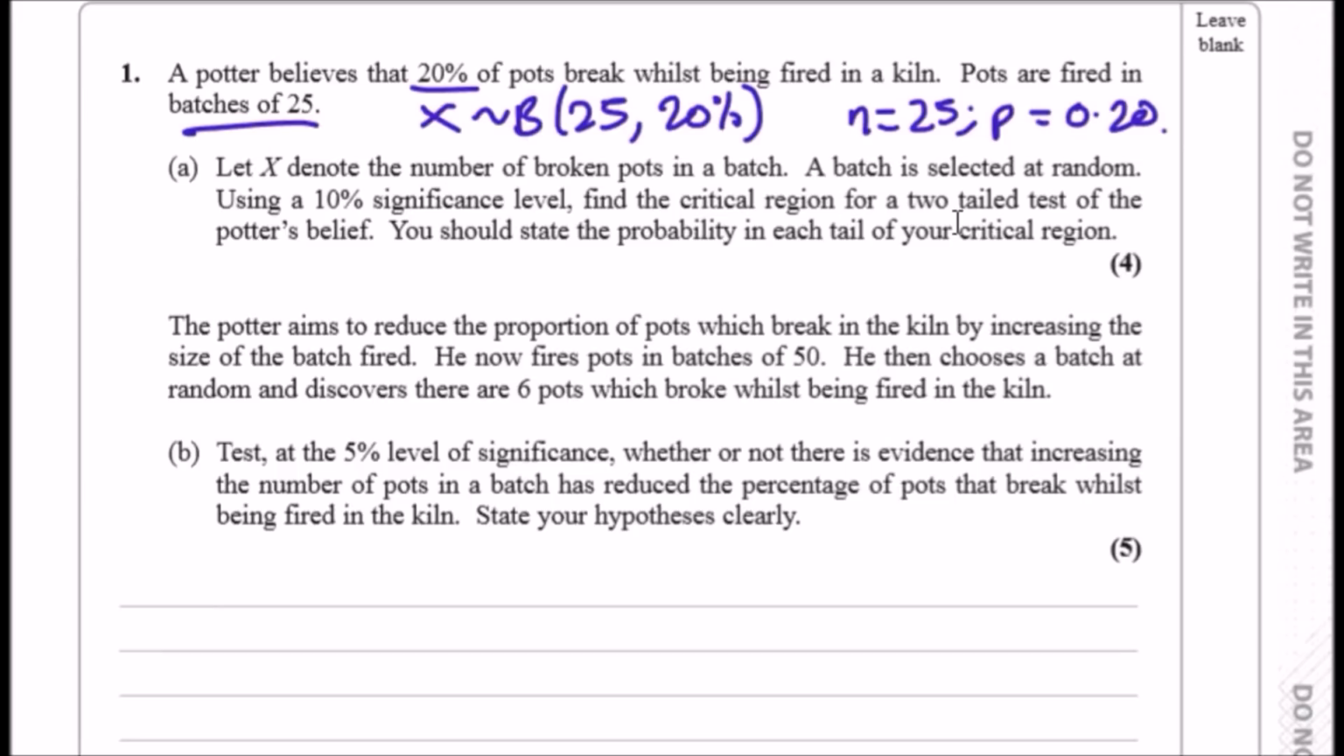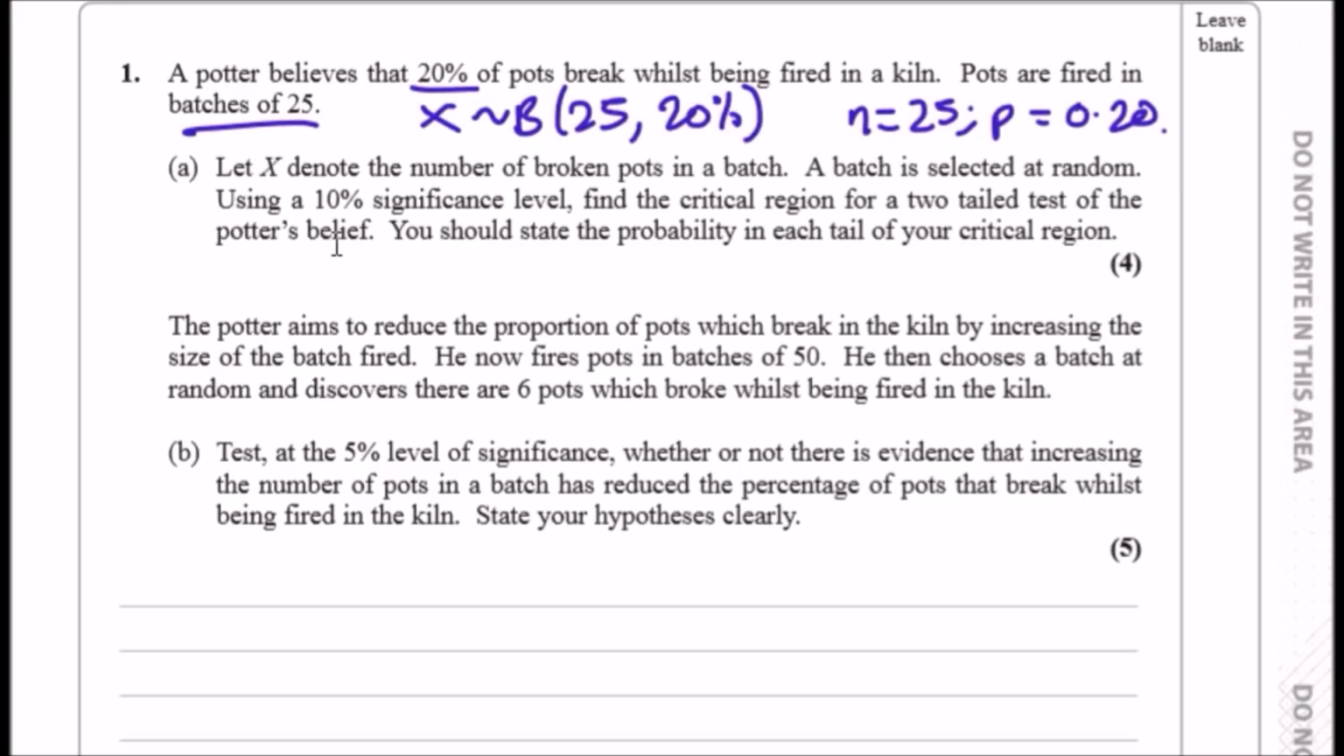Now, a batch is selected at random. Using a 10% significance level, find the critical region for a two-tailed test of the potter's belief. You should state the probability in each tail of your critical region. Alright, so this isn't so bad.